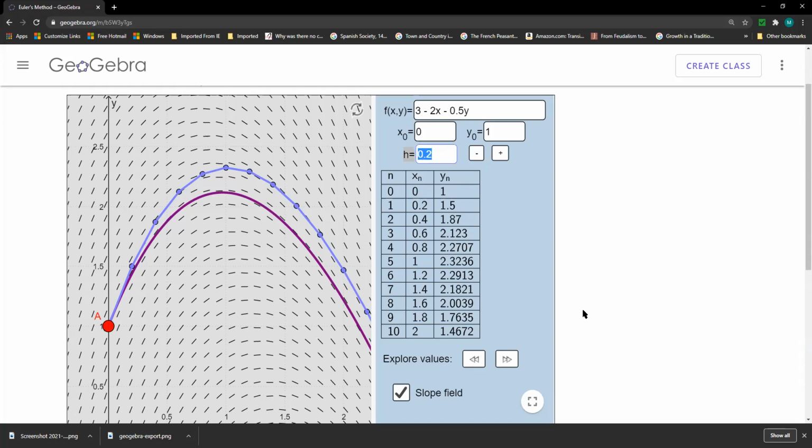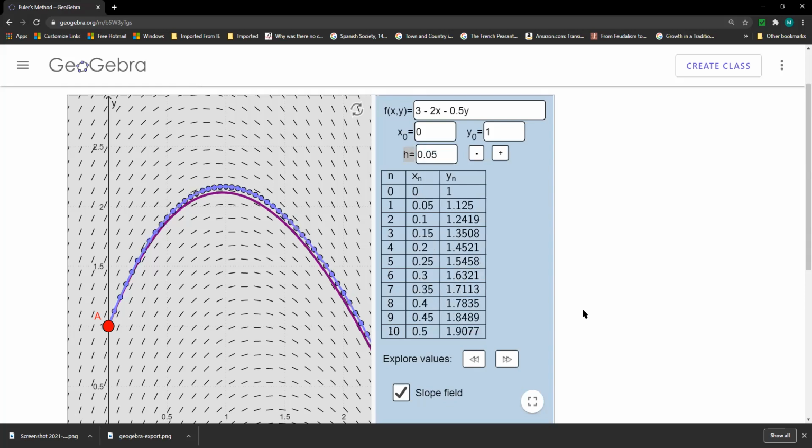What if we went through and made the step size a little smaller? What happens? Whoa, the approximation becomes more accurate. What if you made it smaller yet? Oh, it's almost fitting right on the actual solution. I don't know the limit of how far you could go with this. What happens if we got really tiny? It's almost right on top of it.